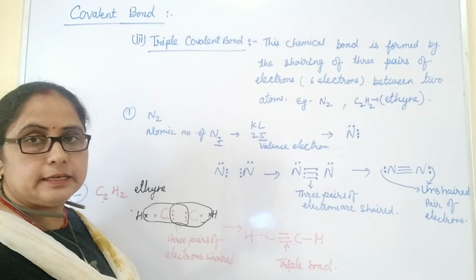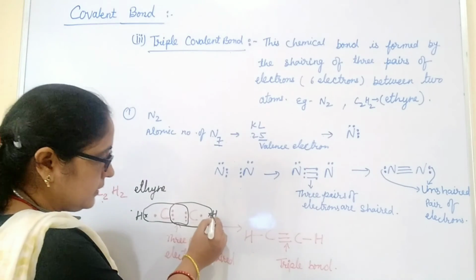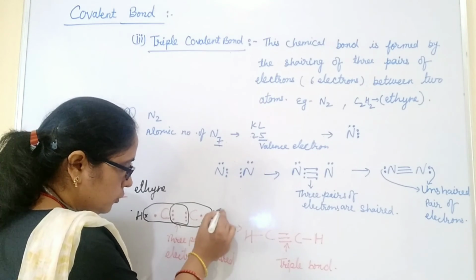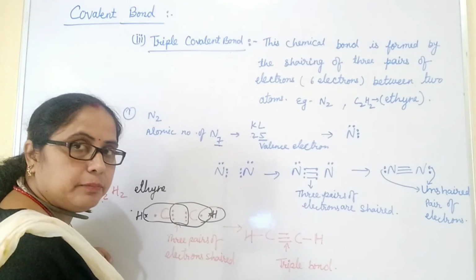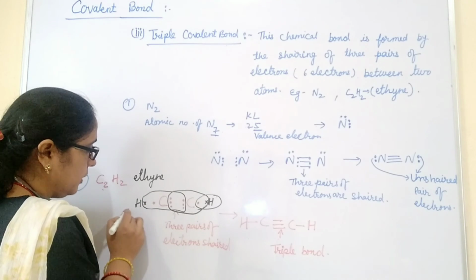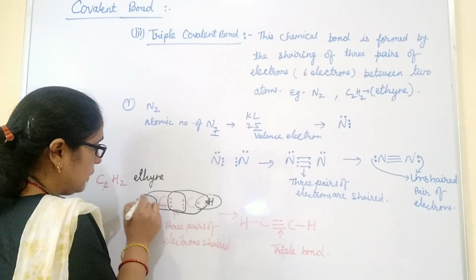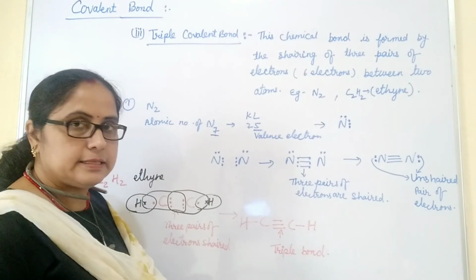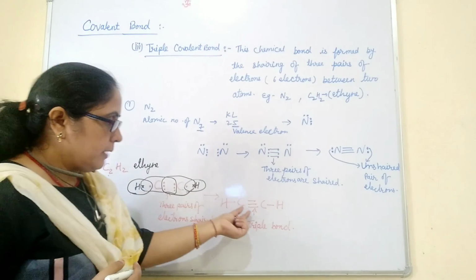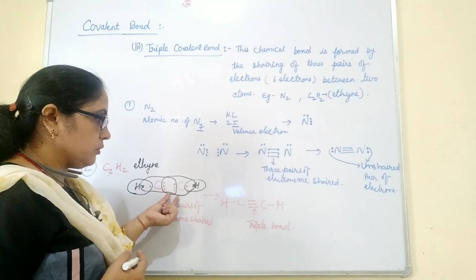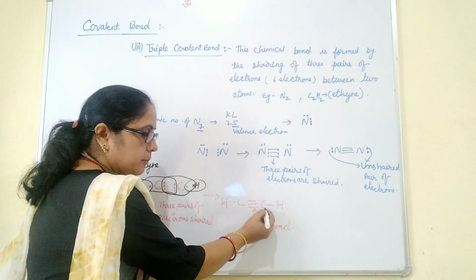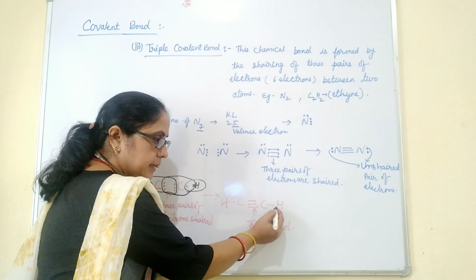How does hydrogen complete its electronic configuration like helium? When it shares 1 electron with this carbon, it completes 1 and 1, 2 electrons and behaves as inert gas helium. This hydrogen also uses the shared pair of electrons to complete the 2 electrons in its last shell and behaves as helium. In this way, both carbon atoms share their 3 pairs of electrons, so they are combined together by triple bond, while each carbon is combined with hydrogen by single bond.